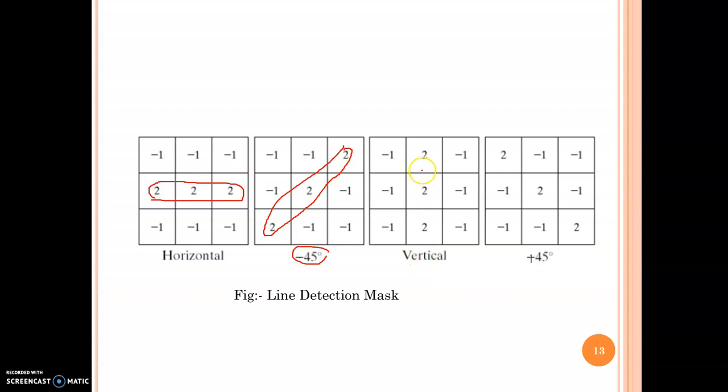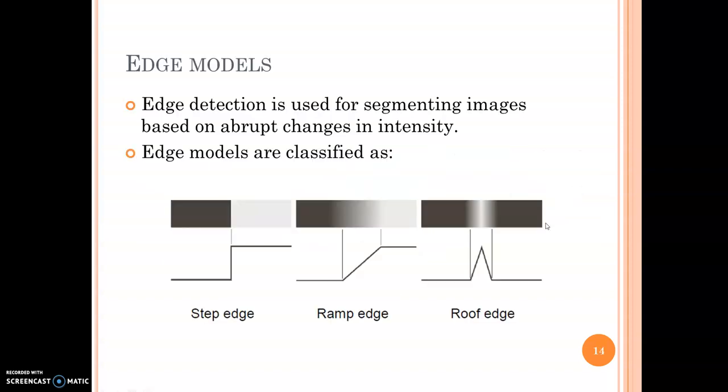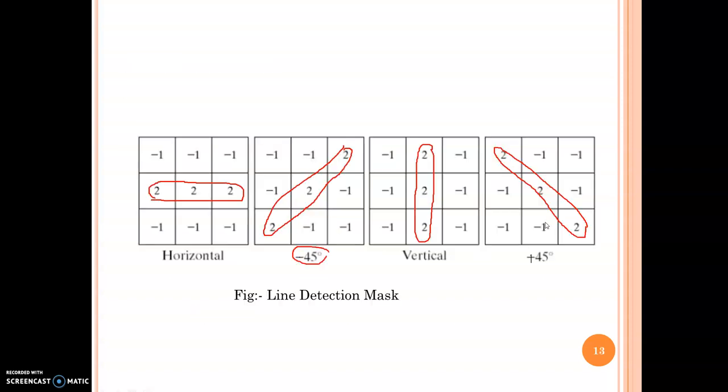If I want to detect the line along the vertical direction, along the vertical you will be having a higher weight. If you want to detect the line along plus 45 degrees, give a higher weight along plus 45 degrees. Anyway, you just see the total sum of the weights of the mask will be equal to 0. So if you apply it in a uniform region, it will not affect that region. So that is about point and line detection.